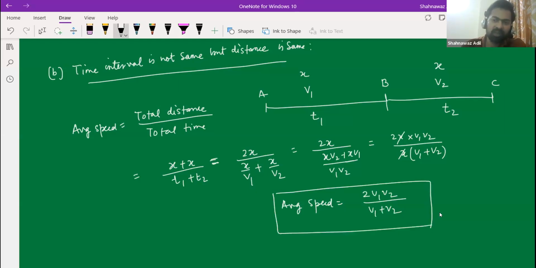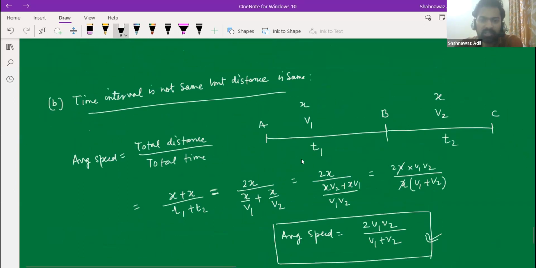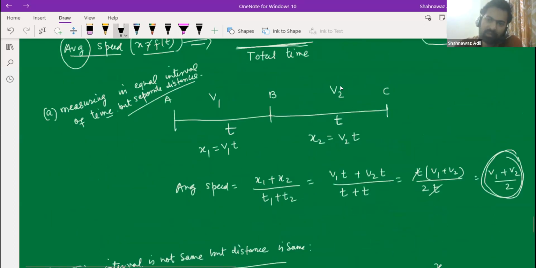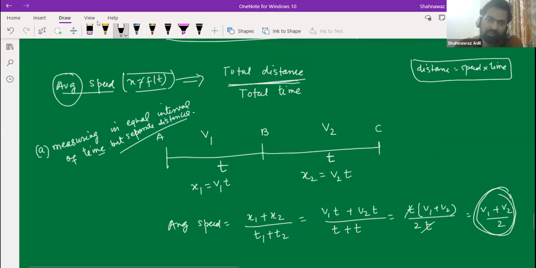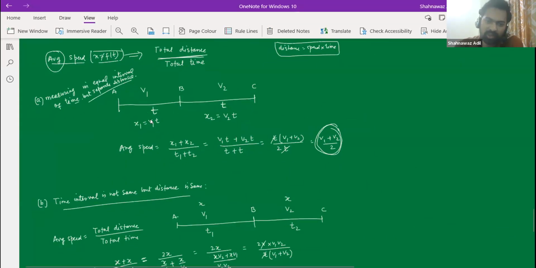Whenever the object is covering equal distances, then this is the average. Whenever the object is covering different distances in equal intervals of time, then the usual average applies. Is it clear, guys? Okay, so quickly note this down. We'll do a couple of questions, and then we'll talk about uniform acceleration.